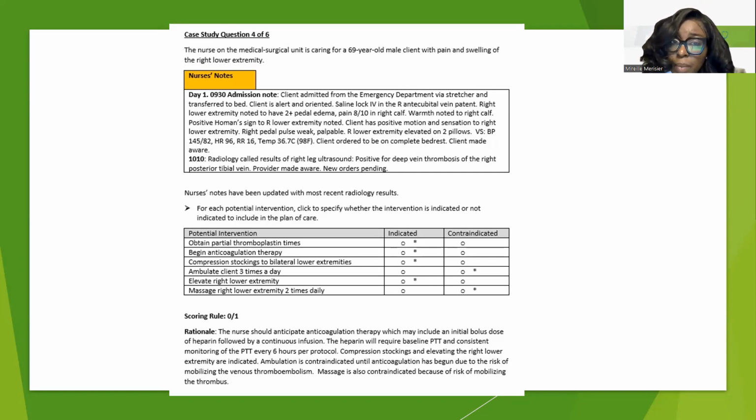Should I ambulate the patients 3 times a day? No, that goes along with not massaging it. If I do that, what's going to happen? If I walk the patient 3 times a day, if I massage their leg, embolism, I'm going to dislodge the clot.